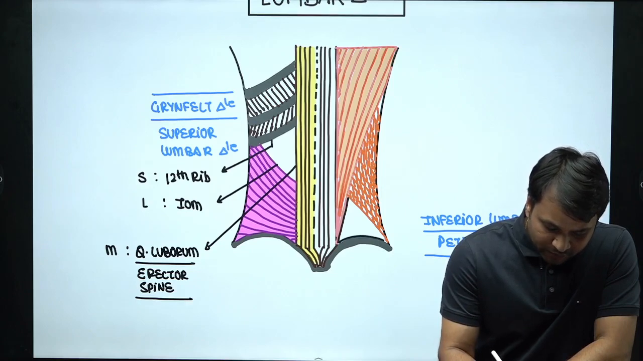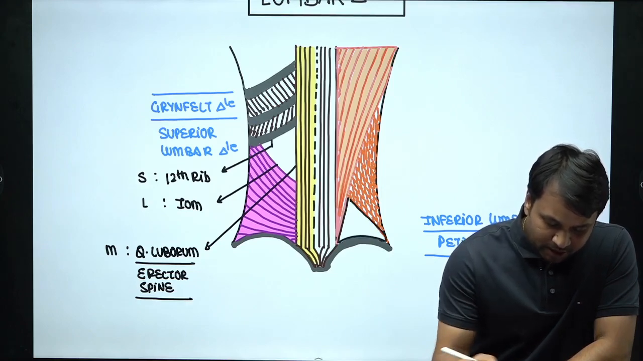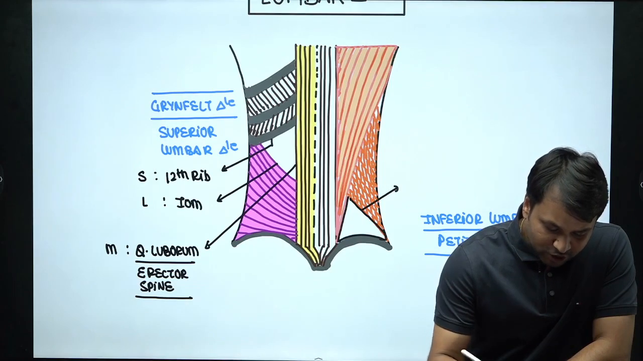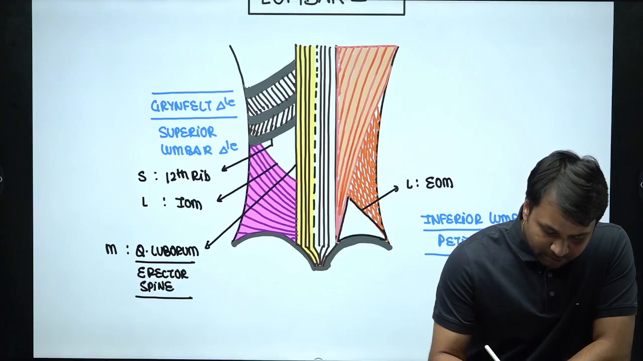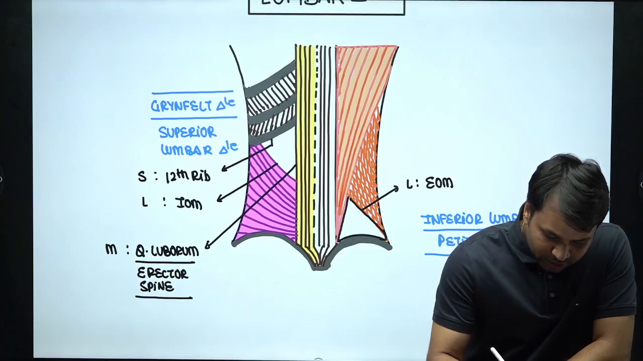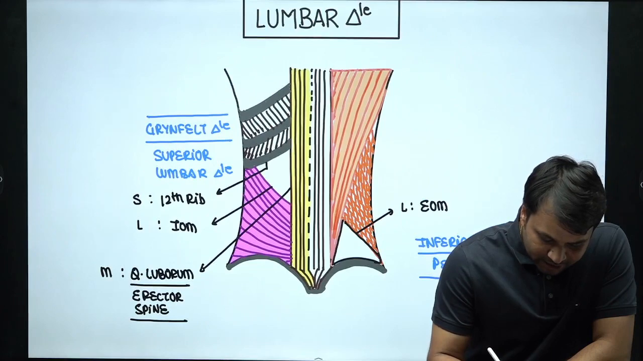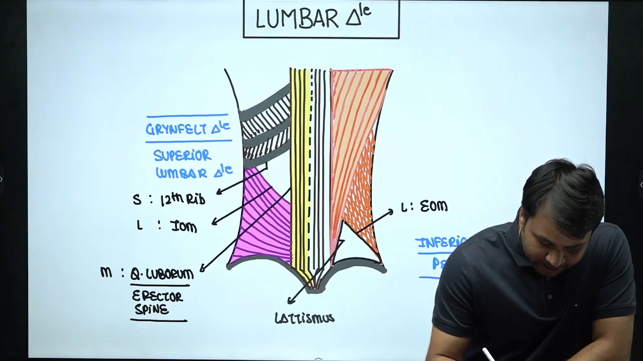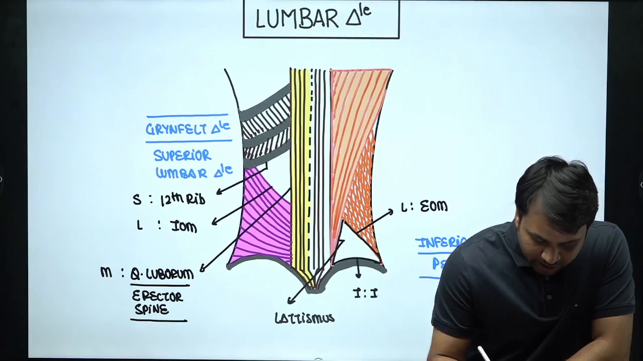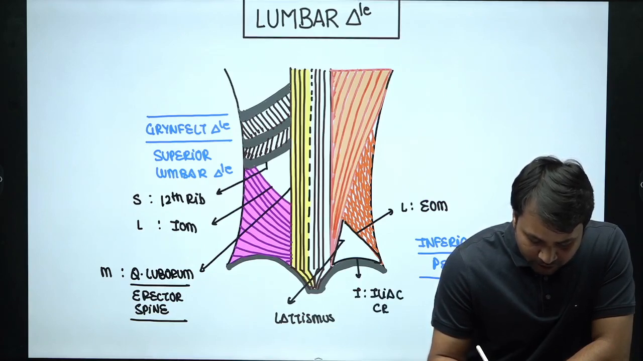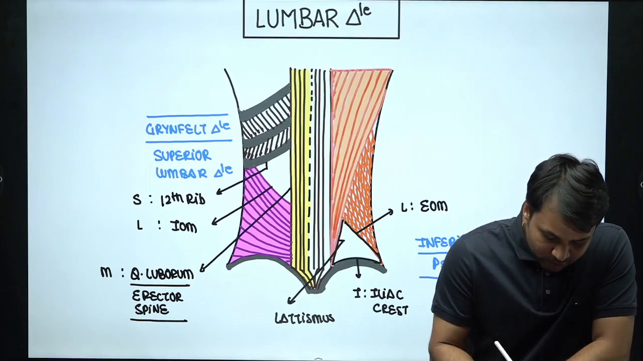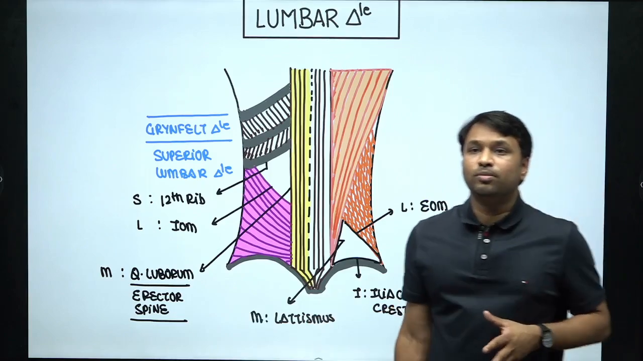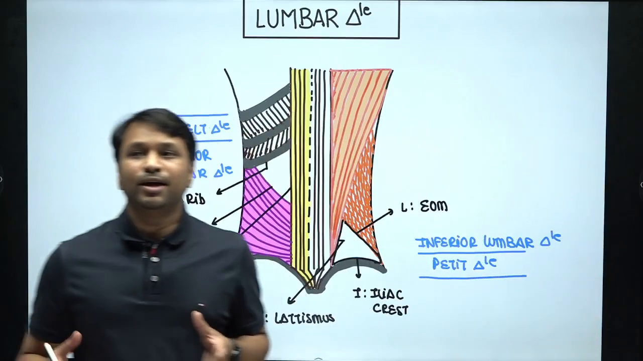Inferior lumbar triangle, on the other hand, let's see what it is made up of. The lateral boundary is formed by your external oblique muscle. The medial boundary is formed by another muscle, your latissimus dorsi, and the inferior boundary is formed by your iliac crest. So latissimus dorsi forms your medial boundary, the lateral boundary is the external oblique muscle, and the inferior boundary is the iliac crest.